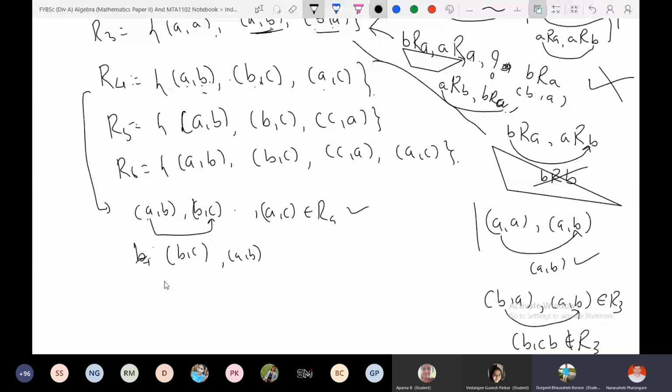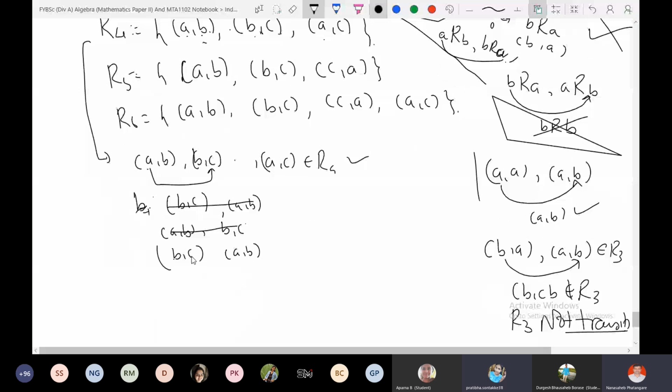So let me write it down in proper order. A related to B, B related to what? B related to C, B related to C is there. A related to B. No, you cannot write like this, na? Right? So A related to B, whether B is related to somebody else, then we are bothering about that.